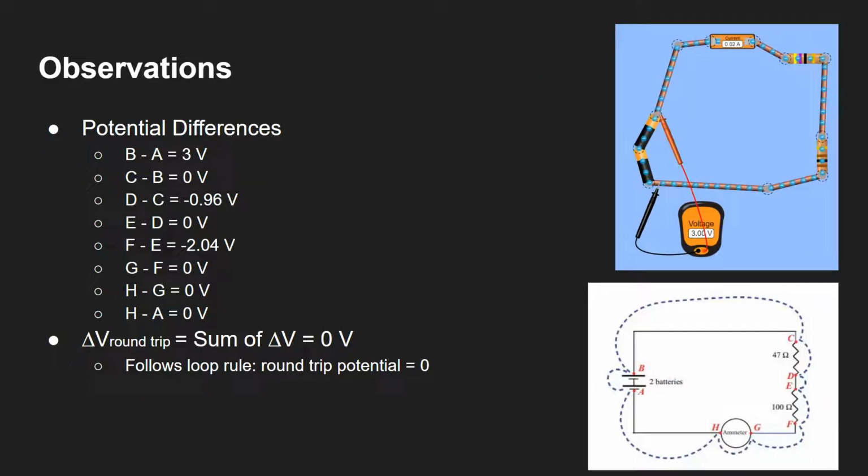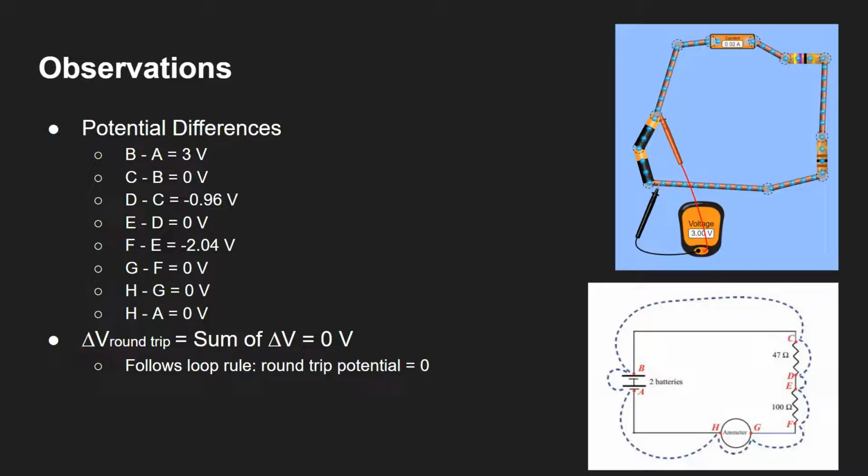Now once we close up the circuit with a wire, we can actually find the potential differences at different points using this map below on this circuit above. At the different points, using the voltmeter, we can find the potential difference at B minus A here to be equal to 3 volts at the batteries. D minus C, so at the 47 ohm resistor, equal to negative 0.96 volts. And then at the 100 ohm, F minus E equals negative 2.04 volts.